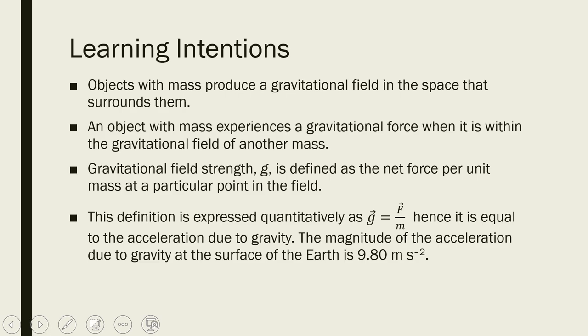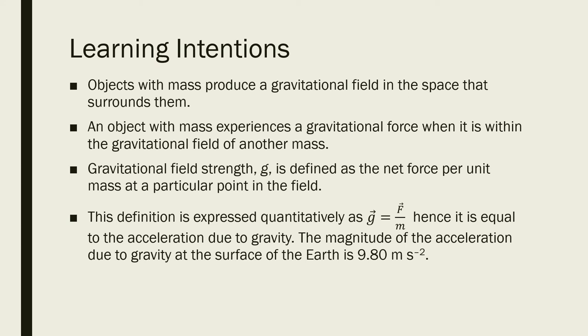So, in this first part of the video, you need to know that objects with mass produce a gravitational field in the space that surrounds them. You need to know that an object with mass experiences a gravitational force when it is within that gravitational field of another mass. You need to know that gravitational field strength can be defined as the net force per unit mass at a particular point in the field, and that's expressed quantitatively as g.